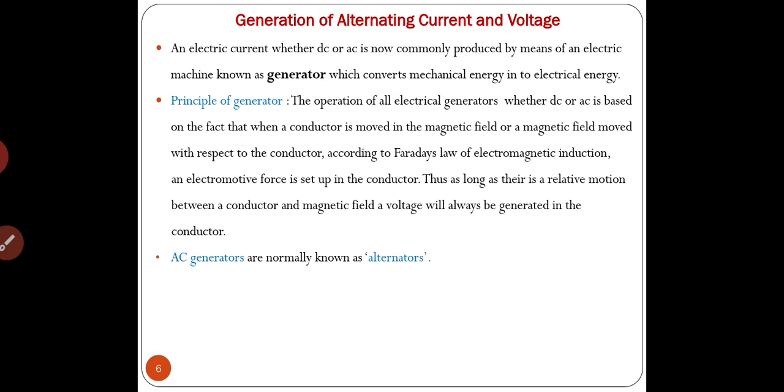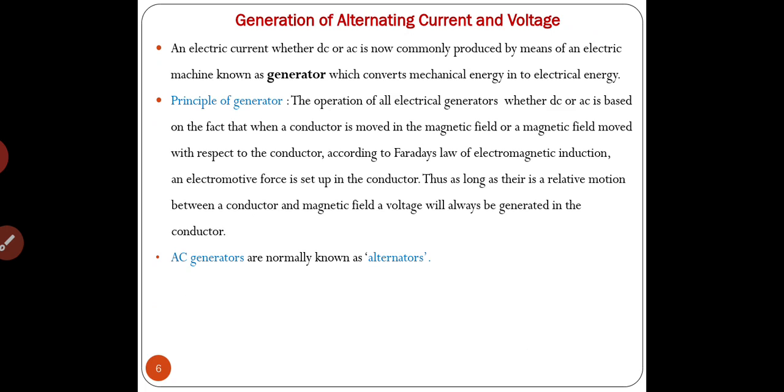Principle of generator. How does a generator produce alternating current and voltage? The operation of all electric generators, whether DC or AC, is based on the fact that when a conductor is moved in a magnetic field, or a magnetic field is moved with respect to the conductor, according to Faraday's law of electromagnetic induction, an electromotive force is set up in the conductor. Thus, as long as there is relative motion between a conductor and magnetic field, a voltage will always be generated in the conductor.